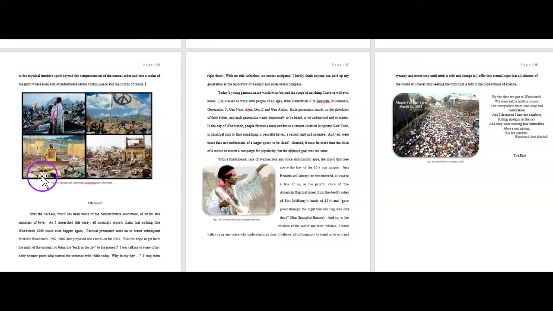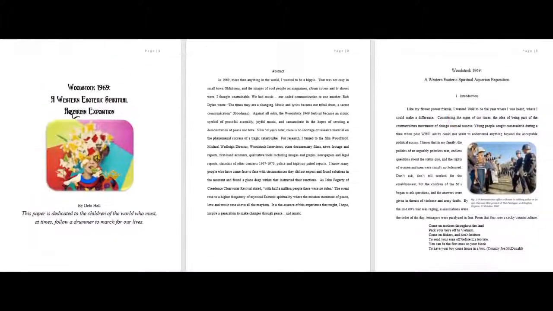So I have on the left, this is what Woodstock was, the disaster of Woodstock. These are images of the Vietnam War. And just kind of how similar and connected the whole thing was. And then my afterword, that's when I brought in the Jimi Hendrix Star Spangled Banner. You can't have a discussion of Woodstock and not touch base on that one. And that was pretty magical. And then I make my point about the March for Our Lives, which takes us back up here to the dedication, dedicated to the children of the world who must at times follow a drummer to march for our lives. Kind of pretty, huh?